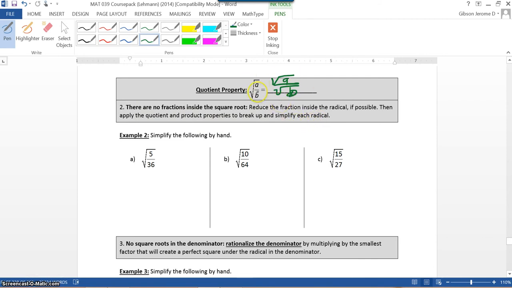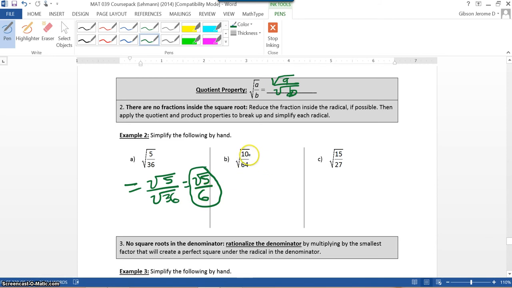Now, this is just a general rule, but we know once we get a number, we need to get the radical off of the denominator. Now it says here, simplify the following by hand. So now we have the square root of 5 over 36. Now, if you notice here, 5 has no perfect squares in it aside from positive 1. And the square root of 36 is 6. So this is our final answer, the square root of 5 over 6.